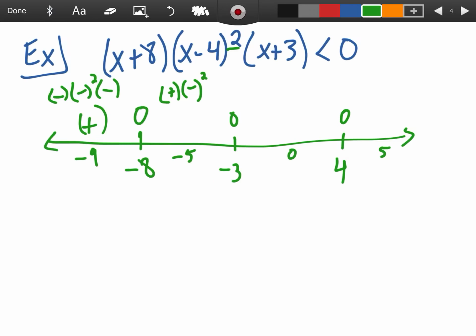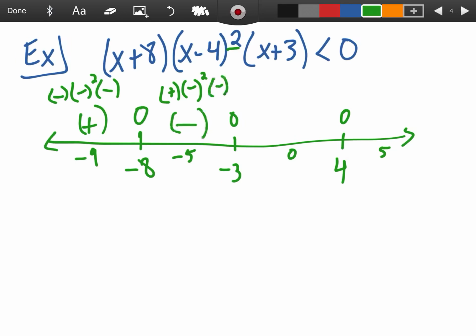-4, I get a negative squared. And plus 3, I get a negative. Well, a negative squared is positive, so I go positive times a positive times just one negative. That makes that whole interval negative. So between -8 and -3 is negative.